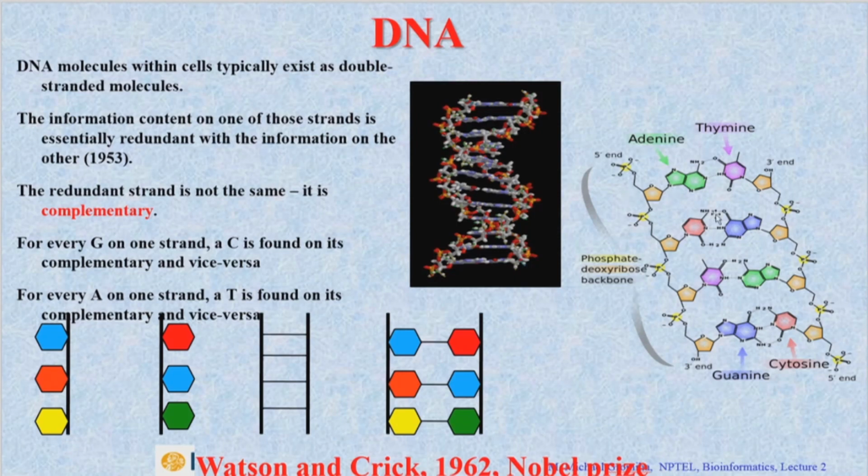Here I show an example. The green is adenine, the red one is cytosine, the blue is guanine, and the magenta is thymine. Adenine is paired with thymine. Here cytosine is paired with guanine, and here thymine is paired with adenine and guanine is paired with cytosine.